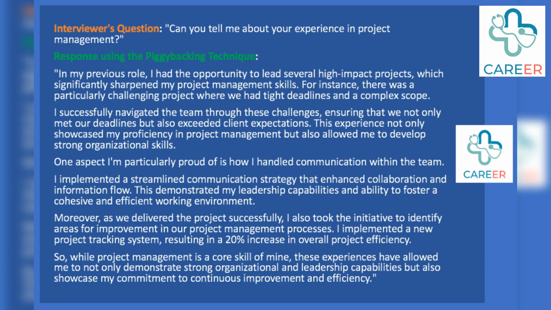For instance, there was a particularly challenging project where we had tight deadlines and a complex scope. I successfully navigated the team through these challenges, ensuring that we not only met our deadlines but also exceeded client expectations. This experience not only showcased my proficiency in project management, but also allowed me to develop strong organizational skills.